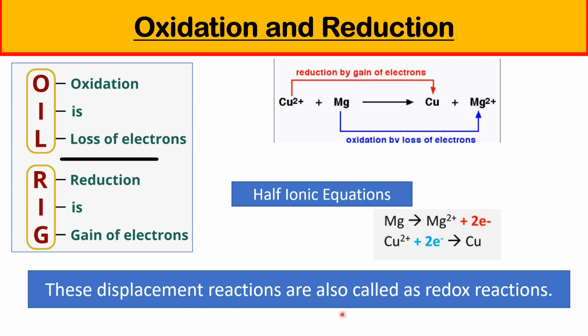And these displacement reactions are also called redox reactions. Why? Because the copper sulfate changed into magnesium sulfate. So it means that copper is basically displaced by magnesium. So there are three names for these types of reaction: oxidation reduction reactions, redox reactions, and displacement reactions.